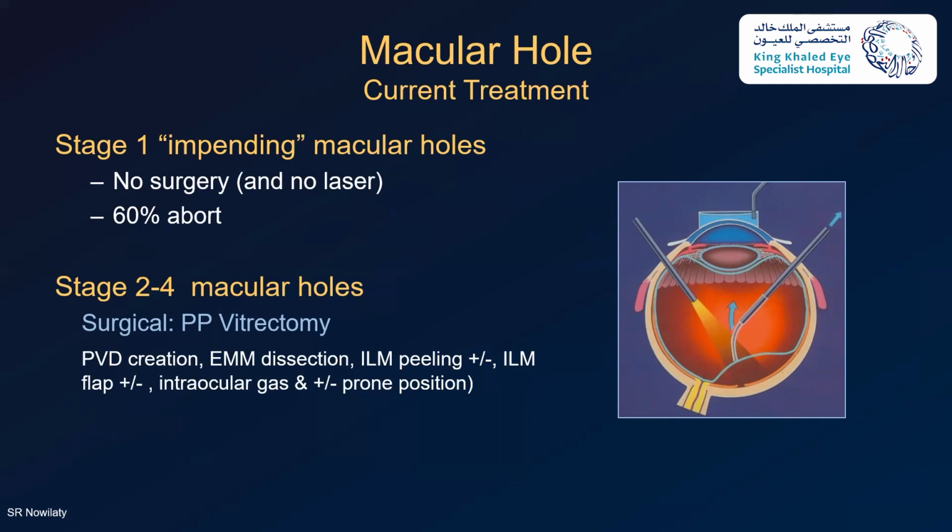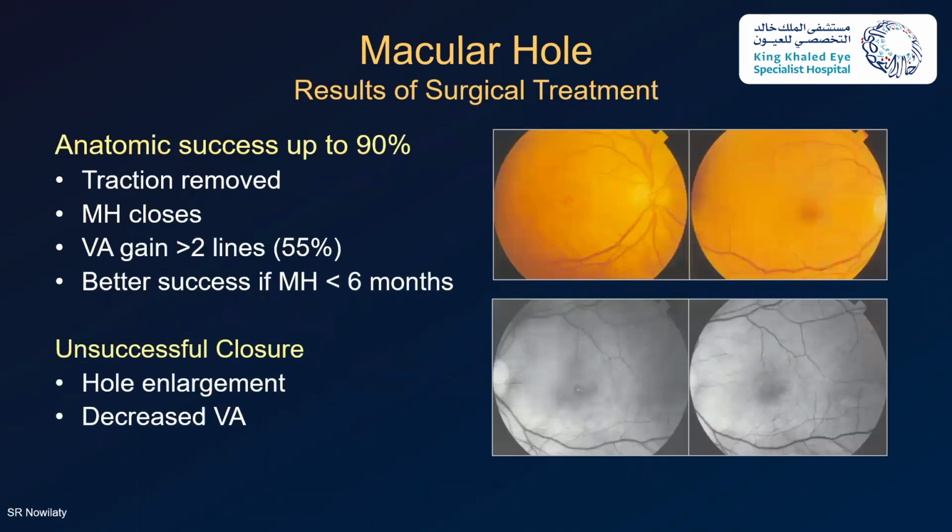So even a very tiny stage 2 hole needs to be operated, and what we do is a vitrectomy with peeling of the hyaloid, and then in many cases peeling of the internal limiting membrane and the glial cells. And we put gas, ask the patient to look down for a while, and that should close it most of the time. The success rate is quite high, especially in experienced hands. You can have unsuccessful outcomes with recurrence or persistence of the macular hole.